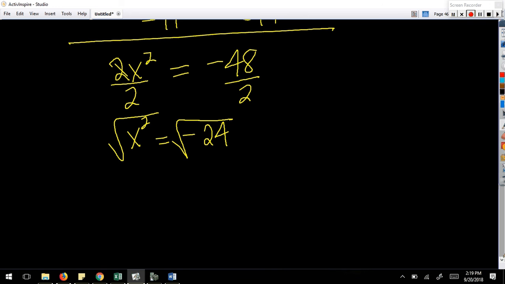I see a negative under the radical. I'm going to go ahead and drop that, put that i outside. Am I done? Close. No, why? I look at that 24 and I look at these numbers and go, wait, this goes into 24, right? 4 times what? 6.